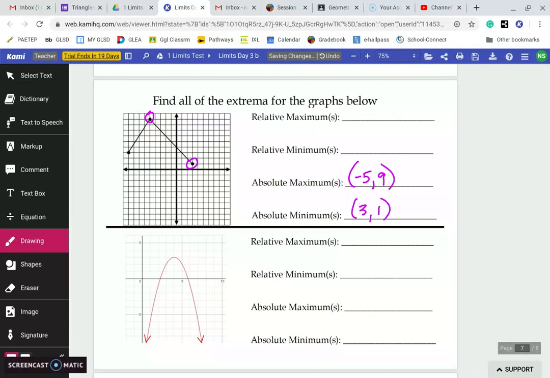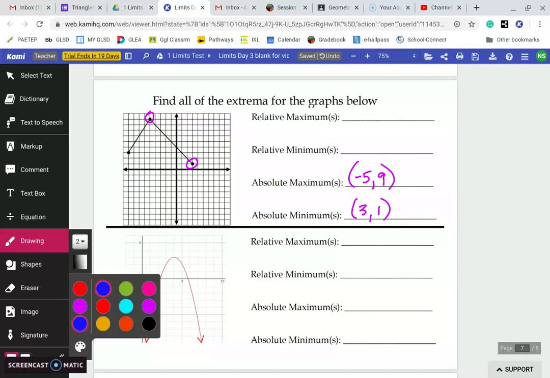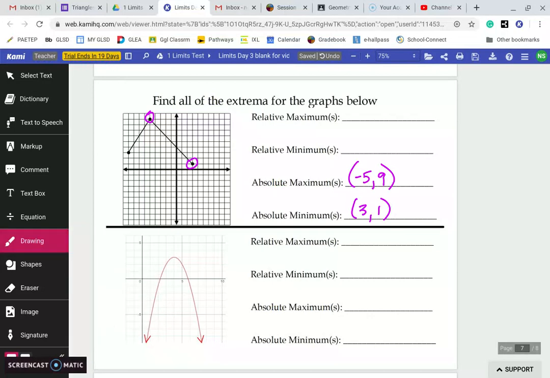Okay. So now my relatives. Looks like I only have 1 up here. That's where the graph is changing from increasing to decreasing. So that's going to be a relative max. And there's going to be no relative minimums.